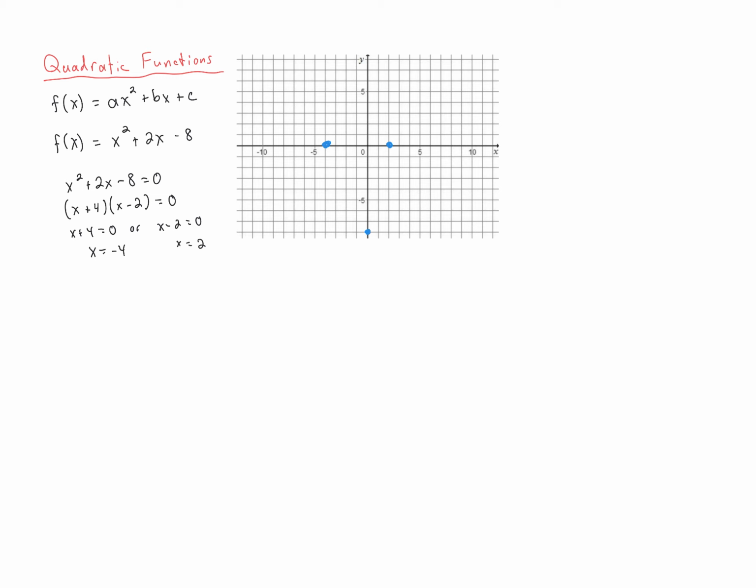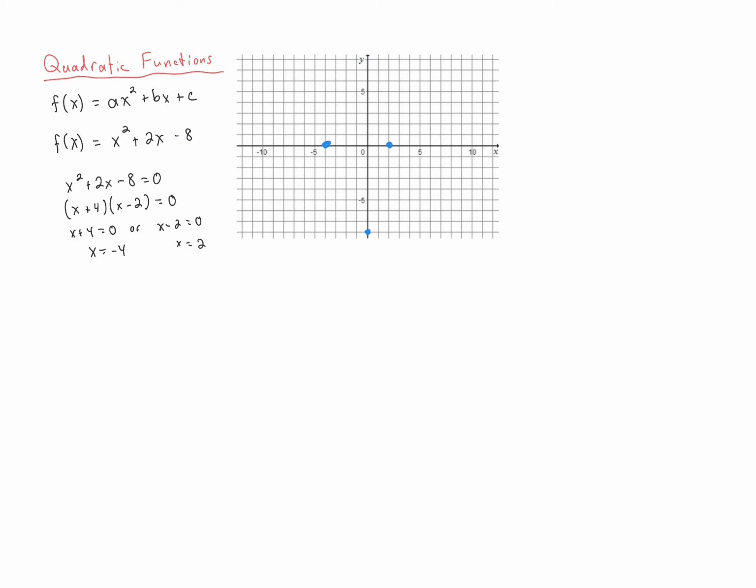Anyways, we have these 3 points, and we could try and draw a parabola between them, but we don't actually know what the lowest point is. This may or may not be it. To find the lowest point, we want to find the vertex. That is going to be our minimum value in this case. It would be a maximum value if we had a parabola opening downward.